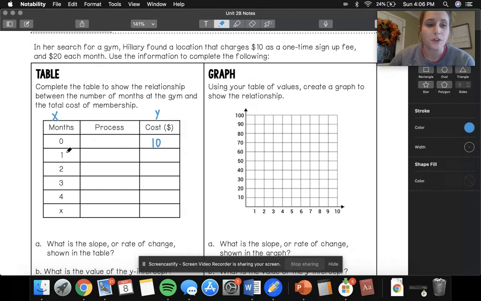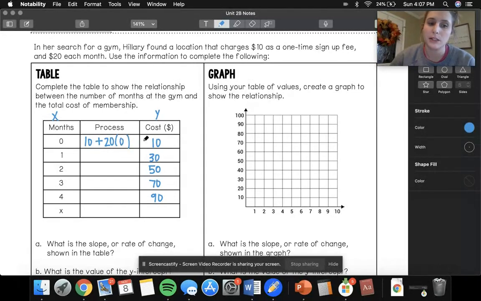So after the first month, it will cost a total of $30 for the sign-up fee and for the $20 for the month. Okay. Then for 2 total months, it would be a total of $50. 3 total months would be a total of $70. 4 total months would be a total of $90. Okay. So what we're doing right now is we have to have this $10 fee, always. Then plus we have to pay $20 a month for every single month.